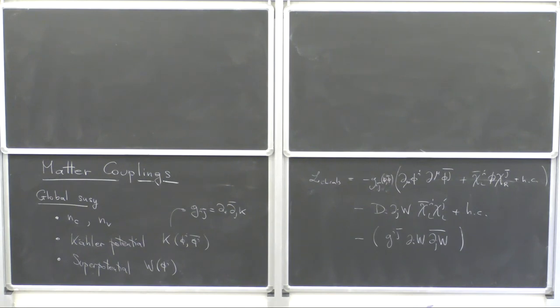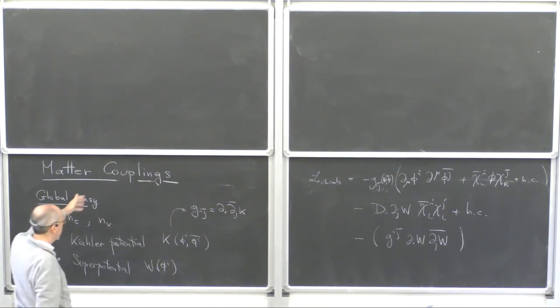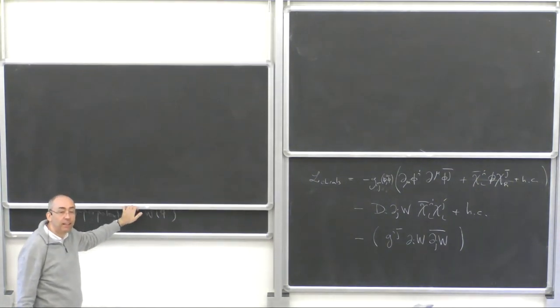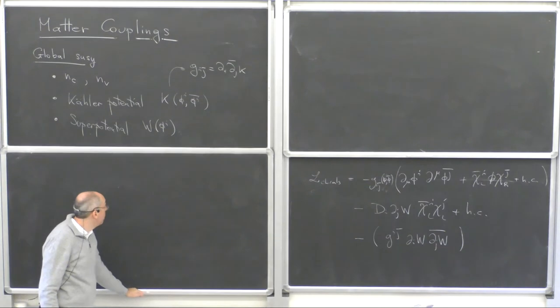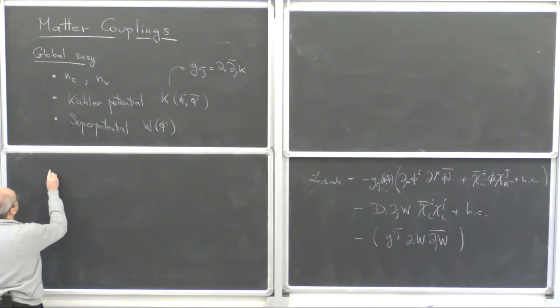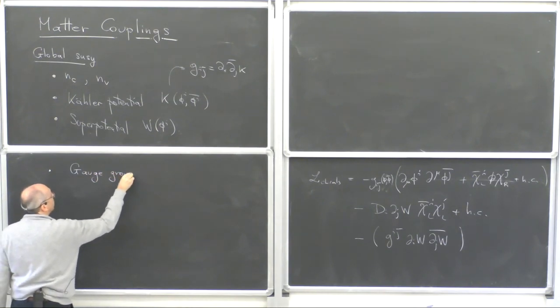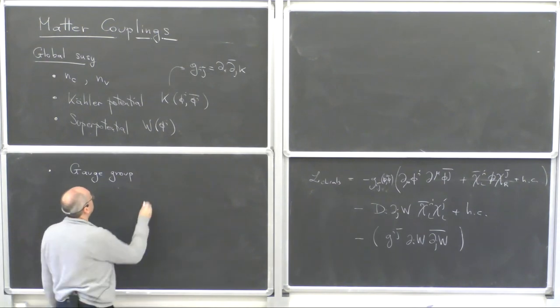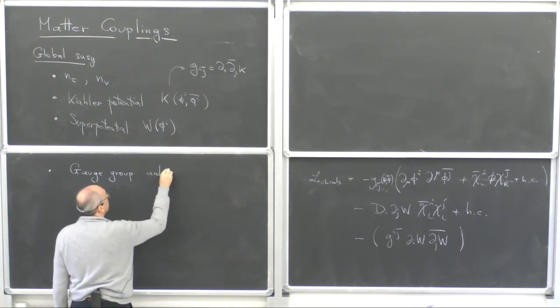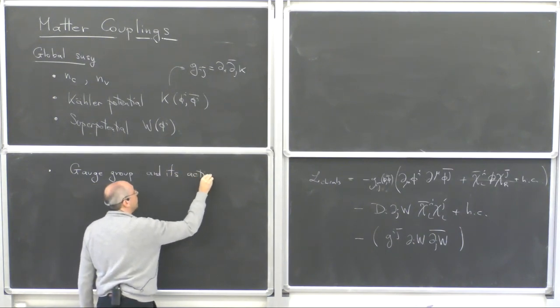Is that all? If I have vector multiplets, what can I do with them? I just write the free action for the vector multiplets. If I want to introduce interactions, what kind of interactions can I introduce? I can introduce a gauge group. So one ingredient is going to be the gauge group, and not just the gauge group, but the gauge group and its action on the fields.